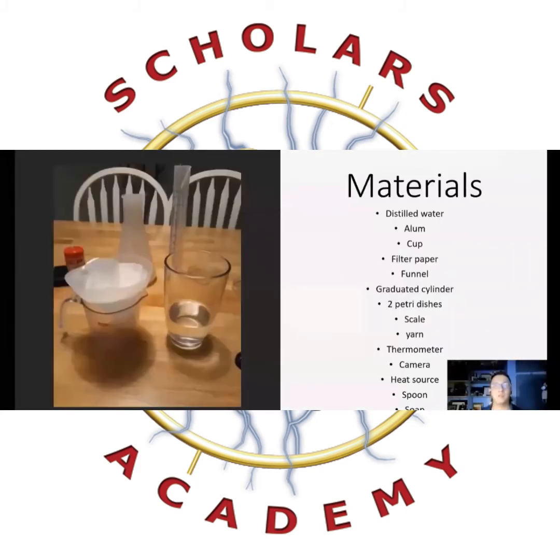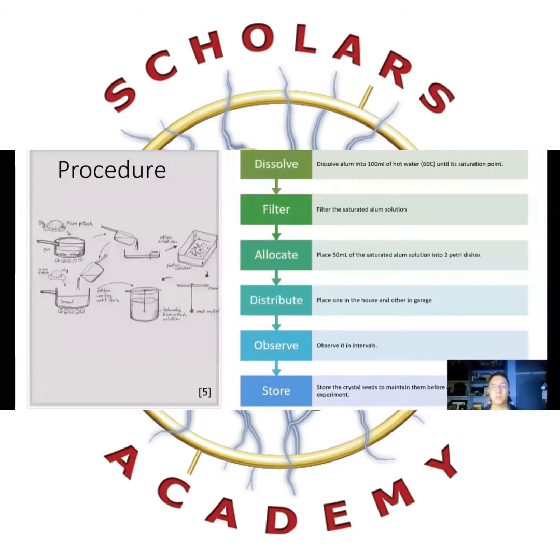The materials used in this experiment are distilled water, alum, a cup, filter paper, a funnel, a graduated cylinder, 2 petri dishes, a scale, yarn, a thermometer, a camera, a heat source, a spoon, and some soap. So in this experiment, you dissolve alum into 100 milliliters of hot water, which is 60 degrees Celsius, until the saturated point. Filter the saturated alum solution and place 50 milliliters of saturated alum solution into 2 dishes.